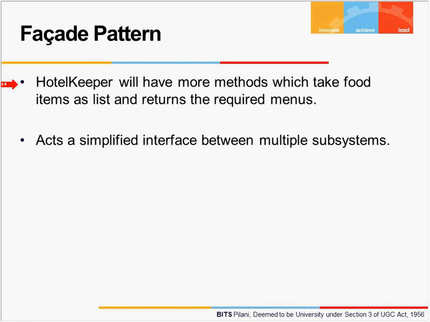Okay, another question. This looks tightly coupled with the number of types of restaurants. If more restaurants are added, all of them will implement the same interface, Restaurant, and provide implementation for the get menus method. The hotel keeper will add implementation to get instances of the new restaurants that have been added, get the menus for those restaurants based on the get menu interface, and add them to its list.